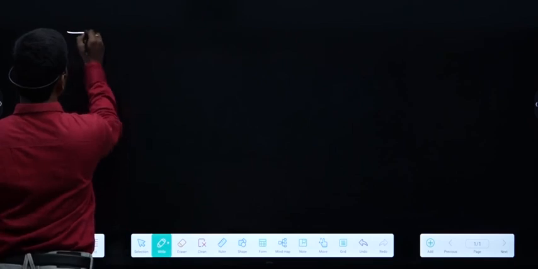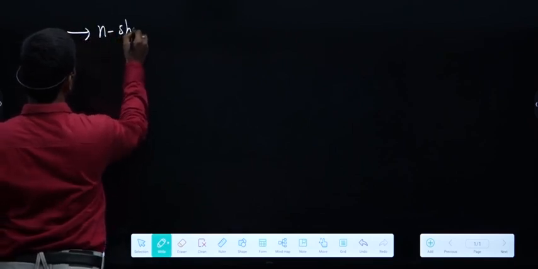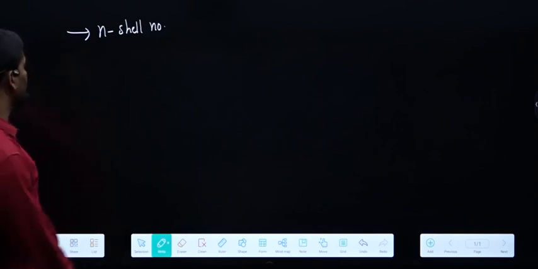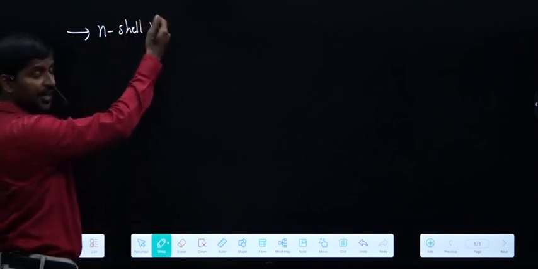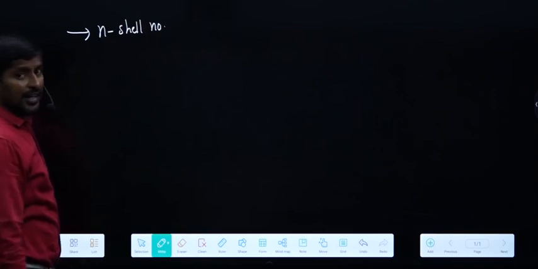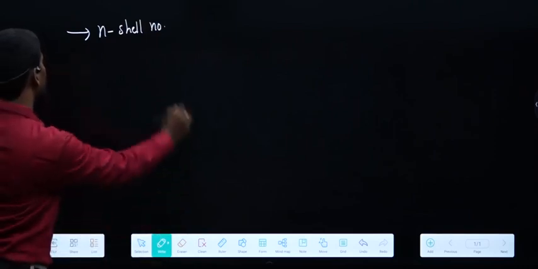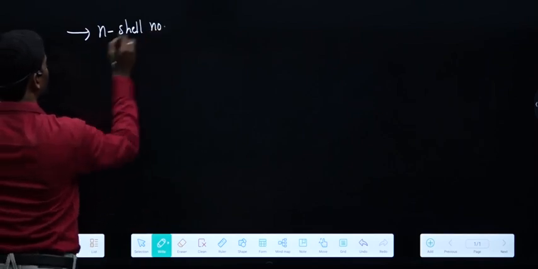We know n represents what? Shell number. n represents shell number or orbit number. As n increases, size increases, radius of orbit increases, energy increases. We discussed that velocity decreases as n increases.